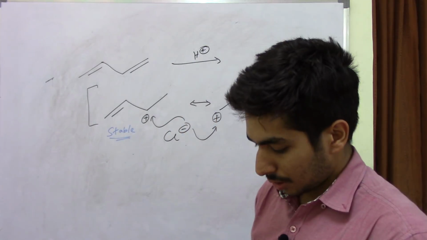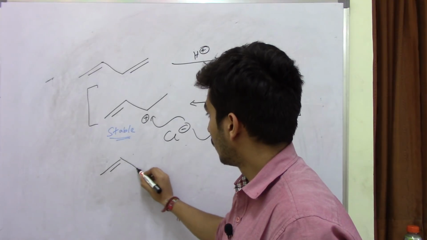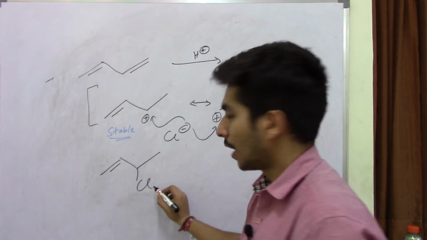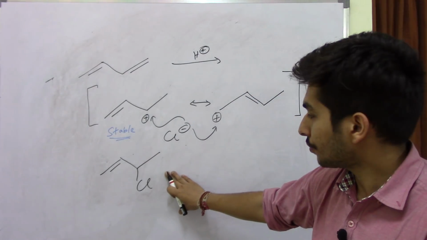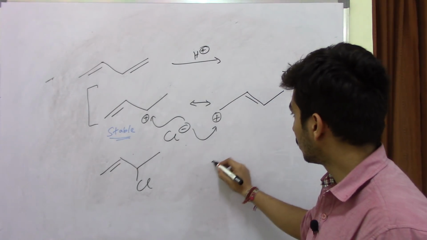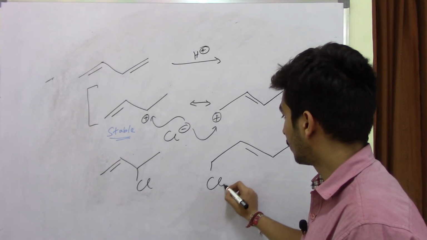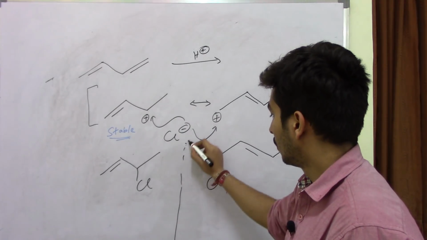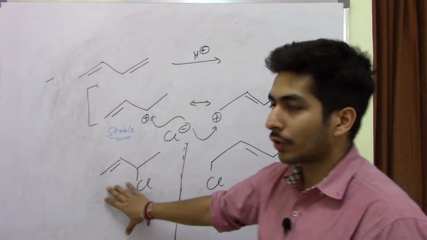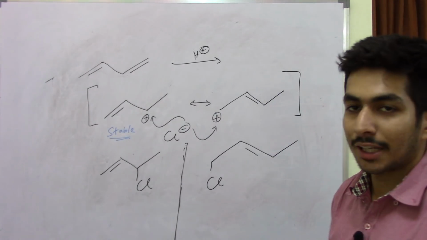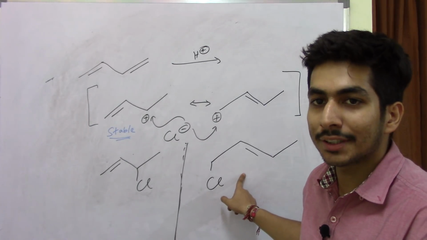The product formed in this particular case now will be, I hope you are able to see that. Yeah, so this is your product formed, and in this particular case the product formed will be this. So these are the two products formed. Now if we look at these two products, can you tell me which one is more stable? Obviously this one is more stable, and what is the reason for that?